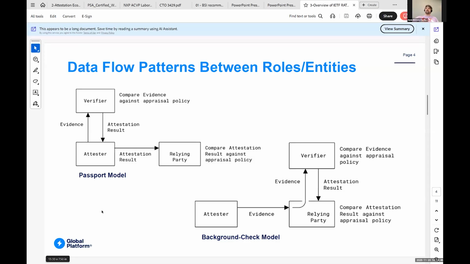It has easy information about me. That's why this is called the passport model. In the other case, talking directly to the attester, I get some evidence to a verifier. That is called the background check model. You get all this stuff, and then have no verifier to process it.